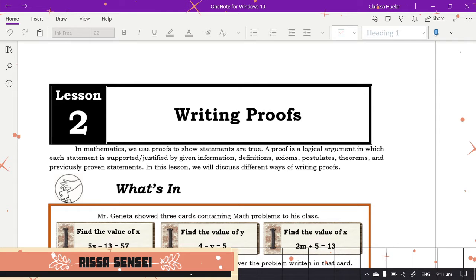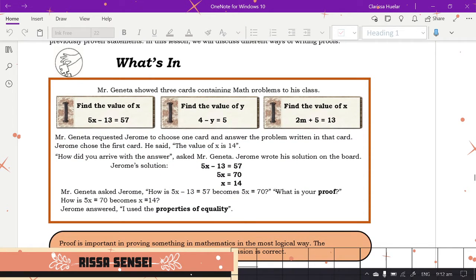Gumagamit din tayo ng postulates, ng theorems. So, I already introduced some theorems before, some properties. Nagbigay na rin ako ng properties, some definitions, halimbawa definition ng midpoint, definition ng vertical angles, etc.